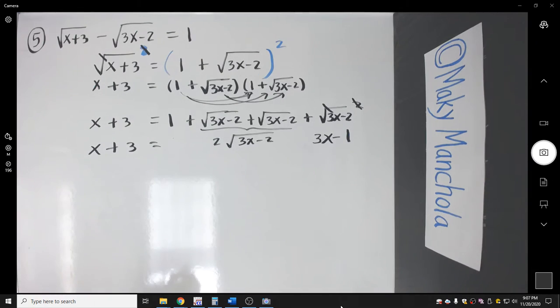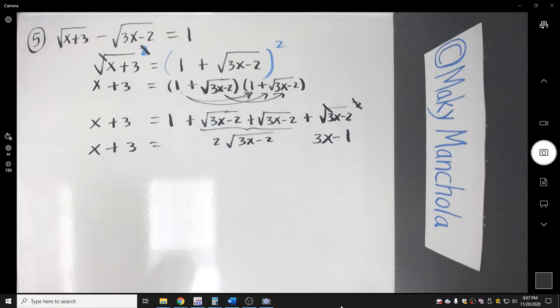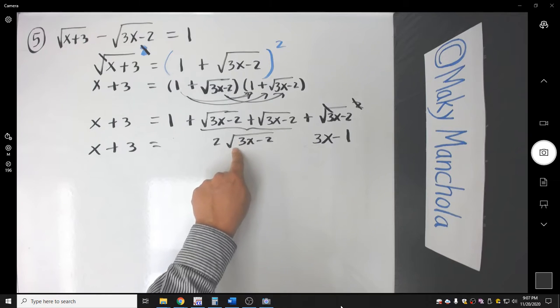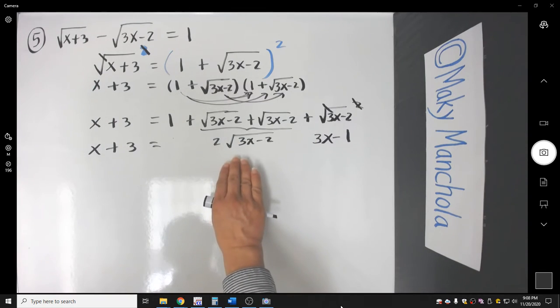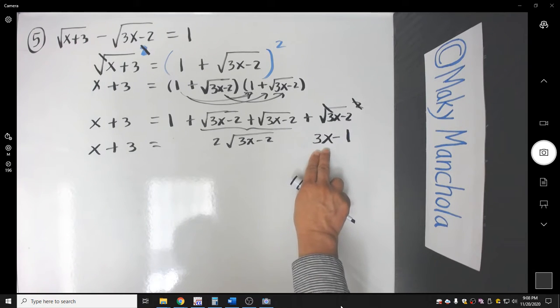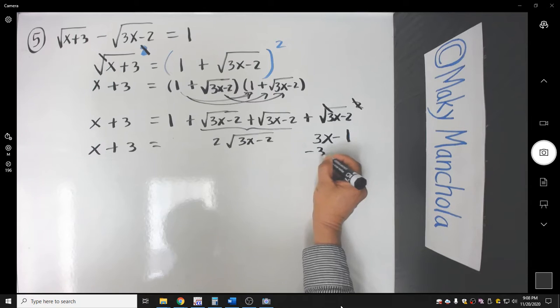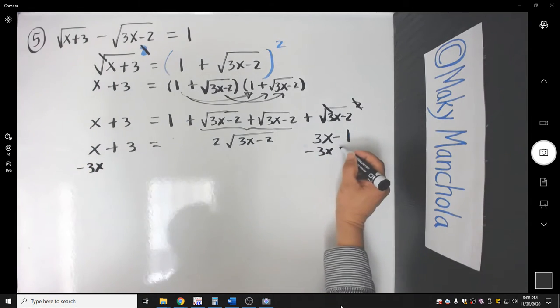Okay, we still have a radical in our equation, so we're going to repeat the process. We're going to isolate this radical now and then raise both sides to the second power to get rid of it. Now, to isolate the radical, let me get rid of the 3x minus 1. To get rid of the 3x, I subtract 3x on both sides. To get rid of the minus 1, I add 1 on both sides.